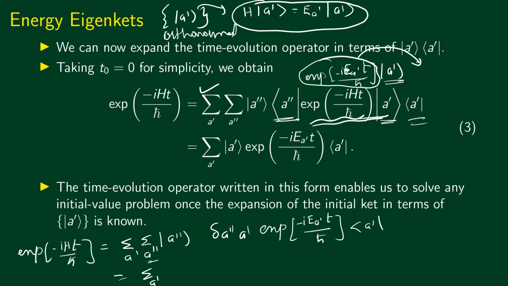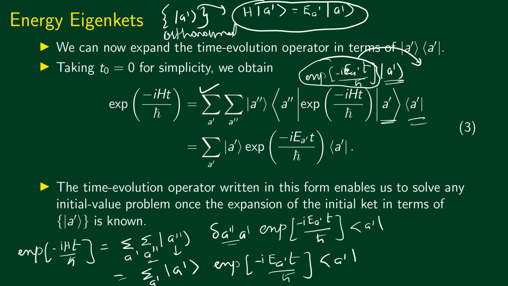This delta A double prime A prime also goes, and wherever A double prime appears, you can write A prime. So this becomes ket A prime, exponential minus i E A prime t divided by h bar, and then bra A prime. That's what we have here. Okay, so we can write exponential minus i H t divided by h bar is equal to sum over A prime ket A prime, exponential minus i E A prime t divided by h bar, bra A prime.